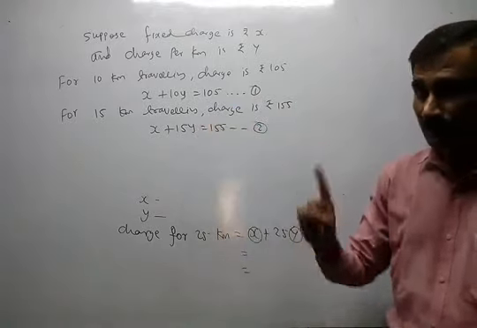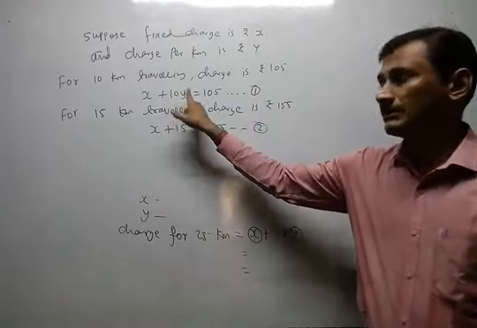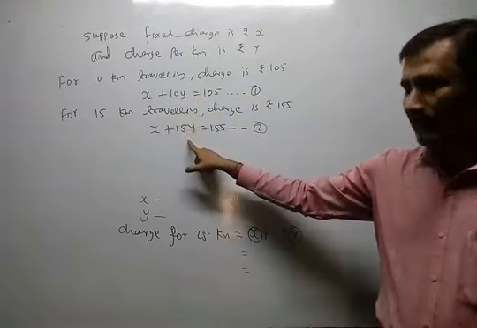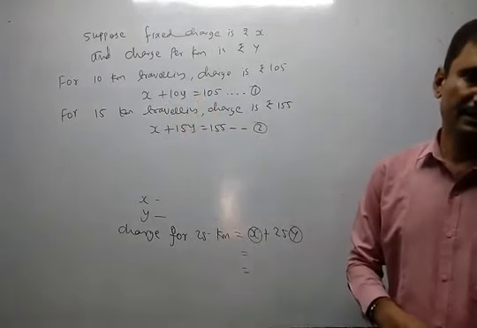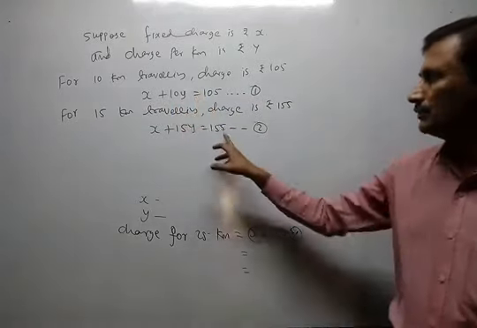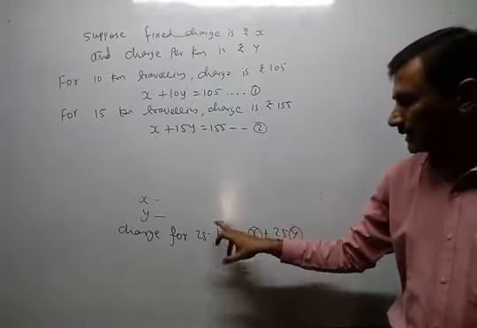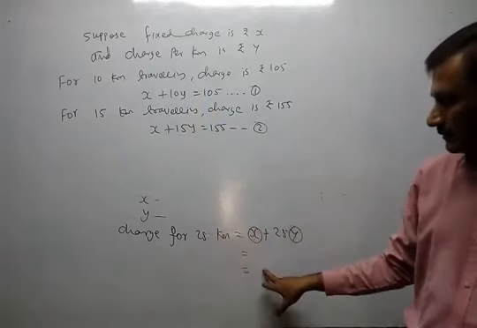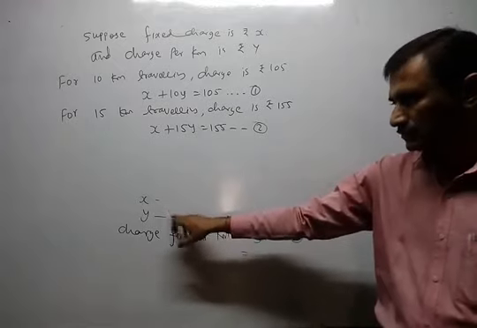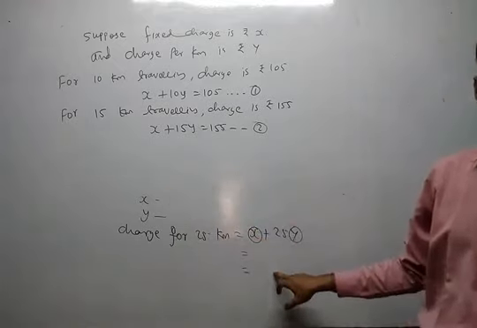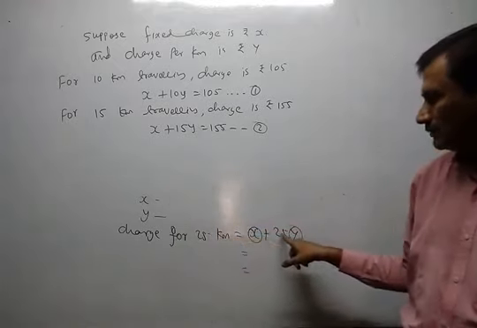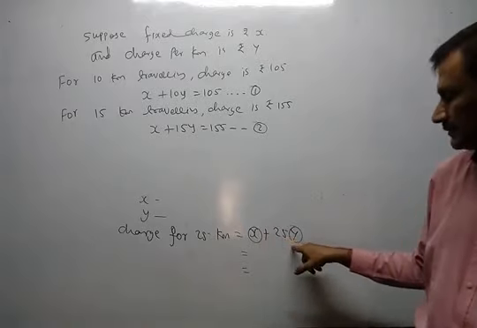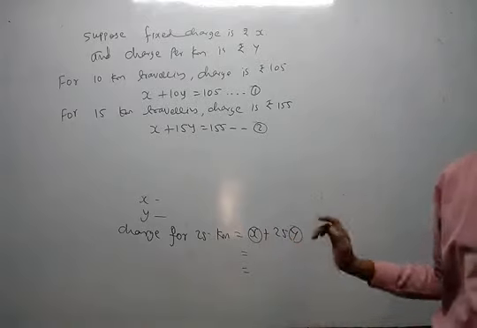Substitution method only. Take any one variable from any one equation and place that one in the second equation. Okay, so you will get both ones. After getting both, just give the 3 separate answers as required. The first 2 are normal and this is extra. For 25 km, how much is the charge? So that is x plus 25y, and then simplify it.